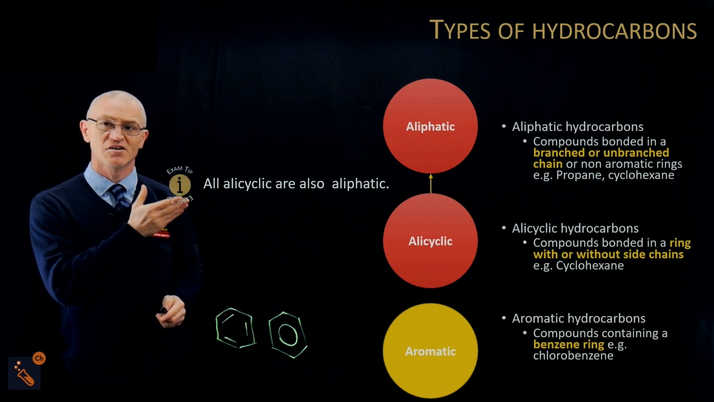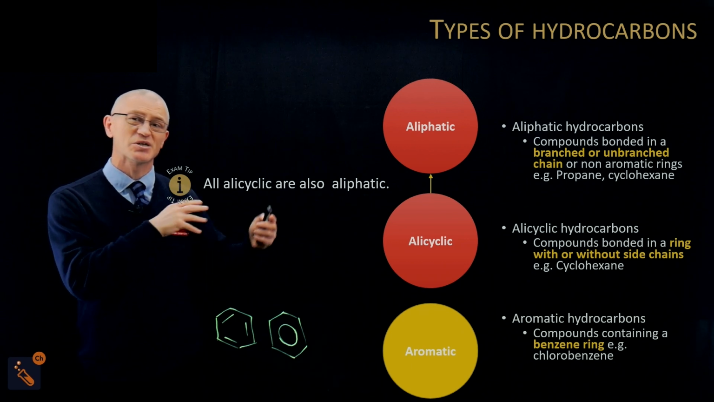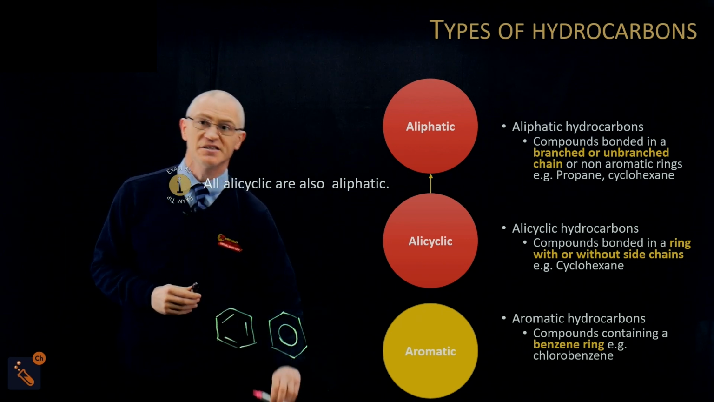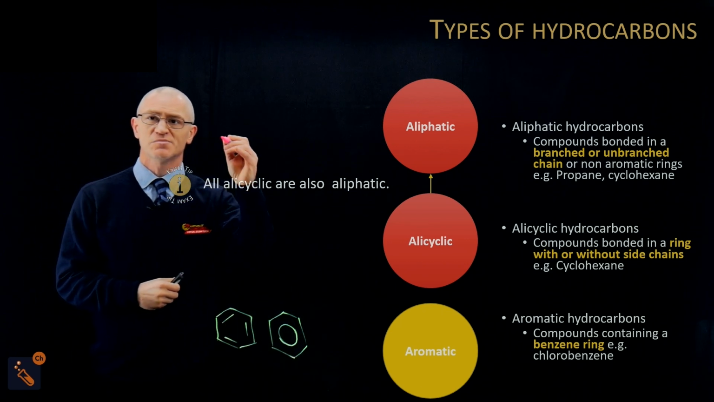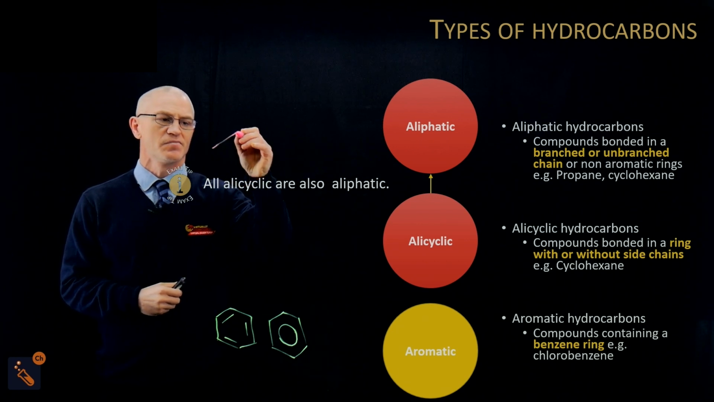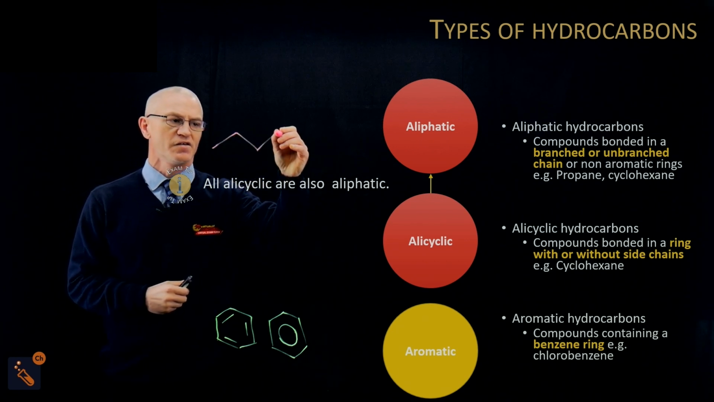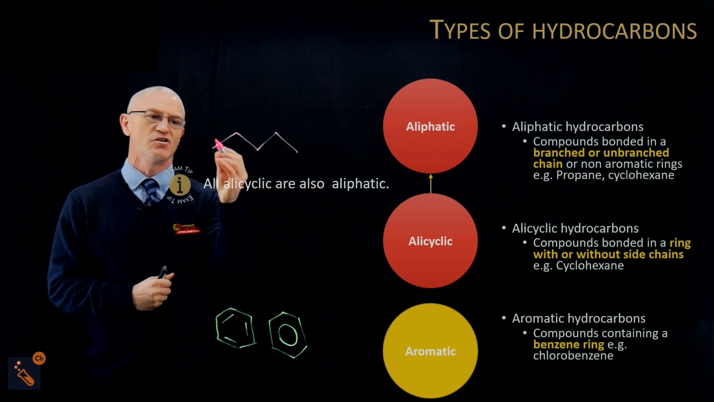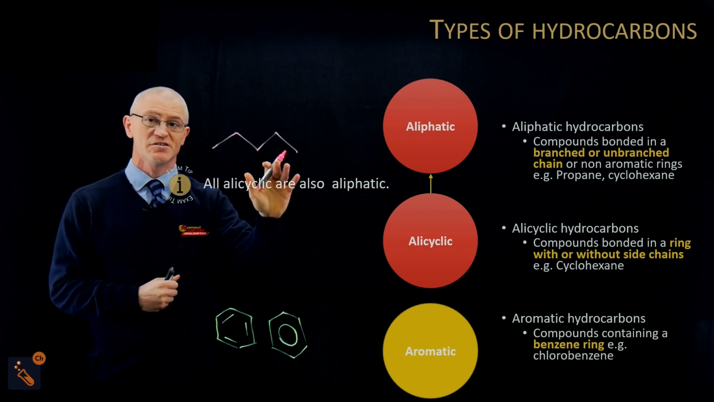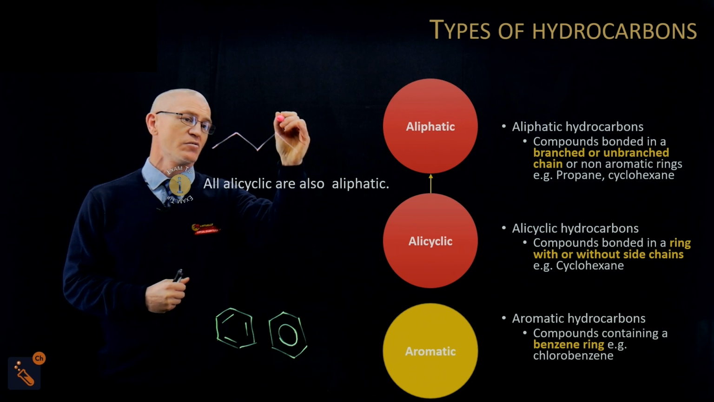All alicyclic are also aliphatic, and that's because this chain is in that ring. Now let's look at the different examples. So let's put something aliphatic. An aliphatic might be like this, and you've got 1, 2, 3, 4, 5. And you can say, right, okay, it's branched or unbranched. So right now this is pentane and it's unbranched.